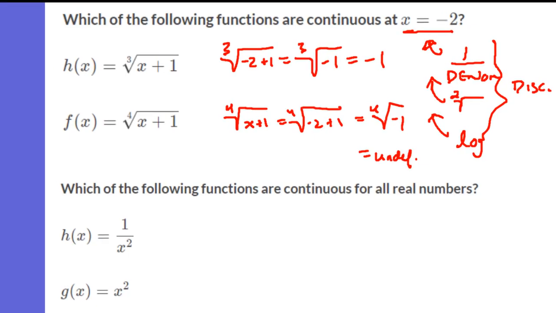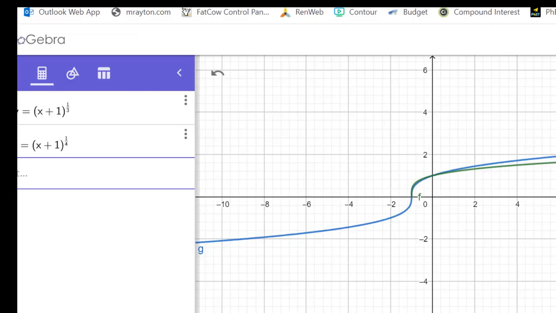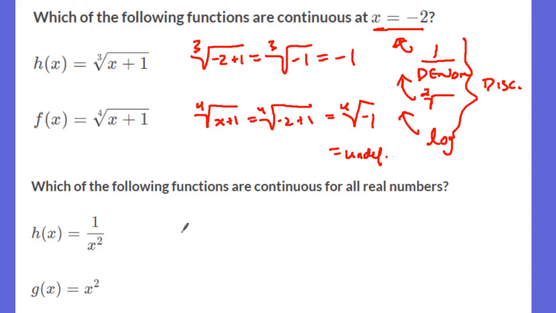If we take a look at their graphs, this is the cube root graph. This is that x plus 1 cube rooted, and you can see it's continuous at every single point from -infinity all the way to +infinity. But let's take a look at the fourth root. You can see we can't have a -2 value. We are not defined at this value, therefore it is discontinuous.